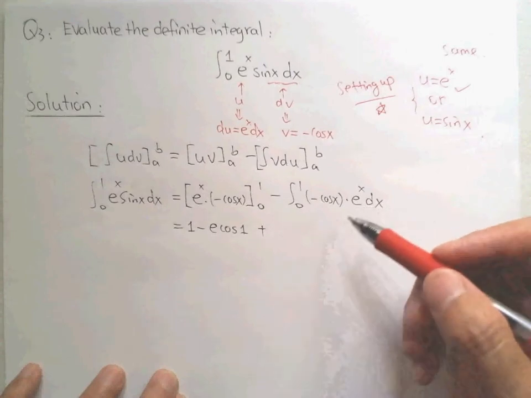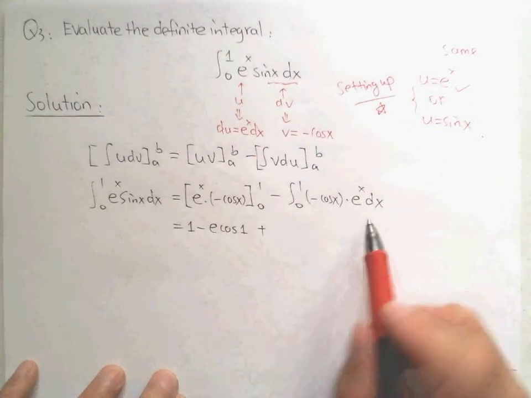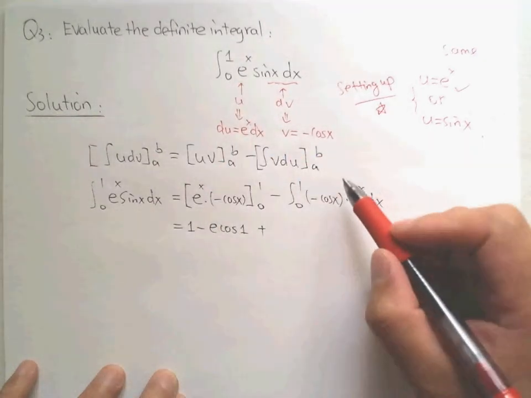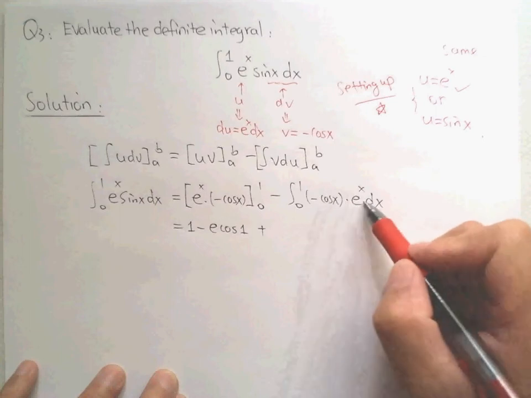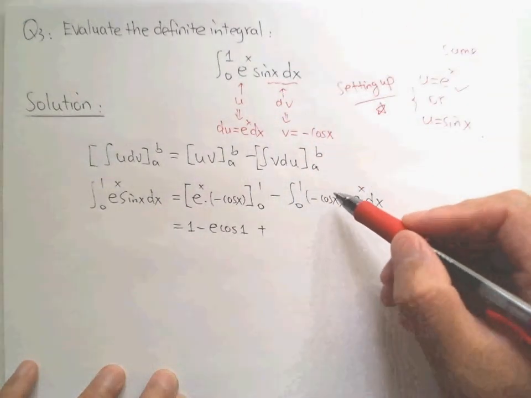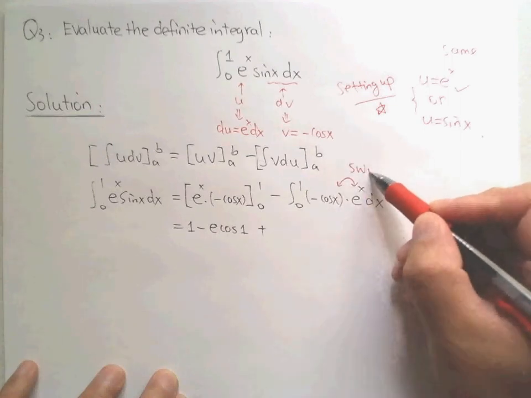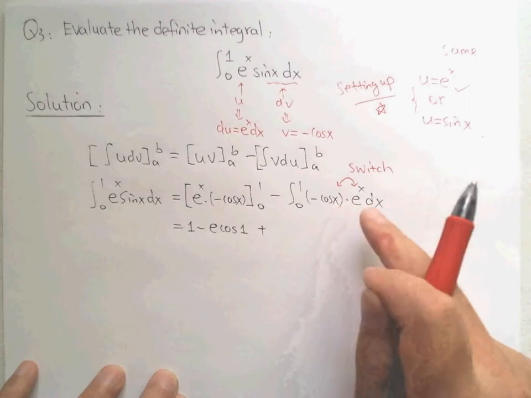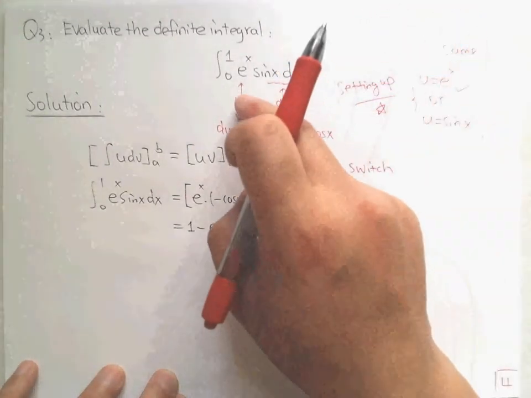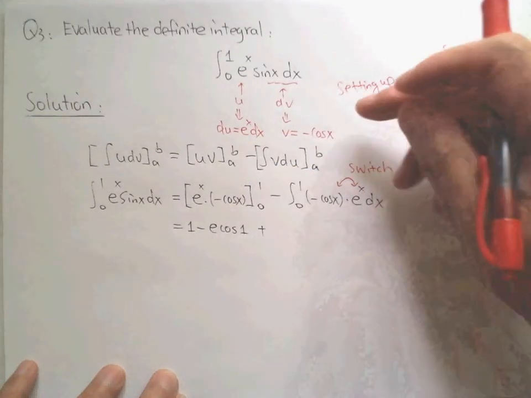We need to do integration by parts the second time. But how to set up u this time? Keep in mind that this is special. We have to set up u the same as before. At least the form is very similar: e^x times sine. I have to switch. If I switch, this is e^x times cosine, very similar. I set up u the same.